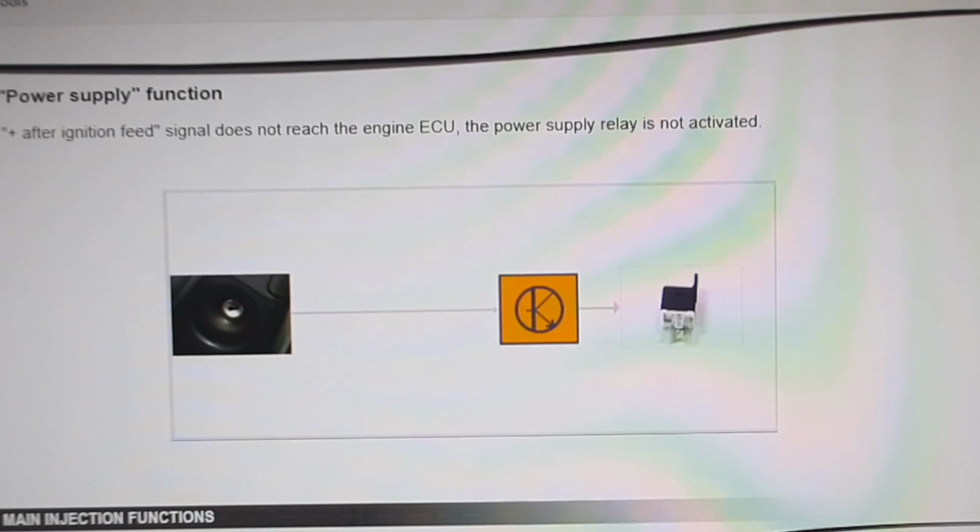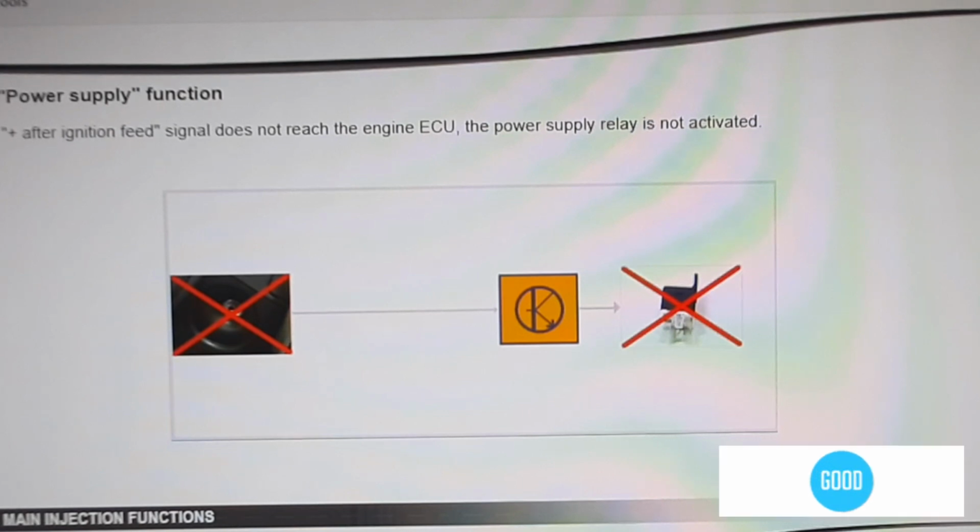There is no defect mode programming for the power supply function. If the positive after ignition feed signal does not reach the computer, the power supply relay is not activated.